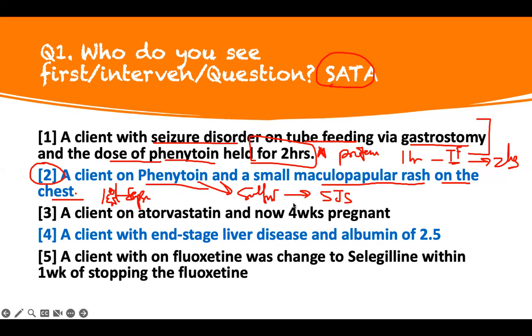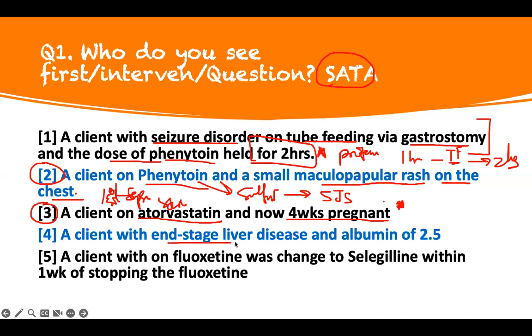It's Stevens-Johnson syndrome. A client on atorvastatin and now 4 weeks pregnant. Statins are teratogenic, and therefore we should never give them to a pregnant patient. She may already be taking it, and now she's pregnant. We need to stop it. Otherwise, we have a baby with a defective organ. So we have to see this patient.